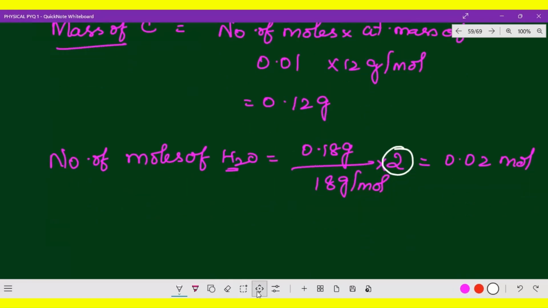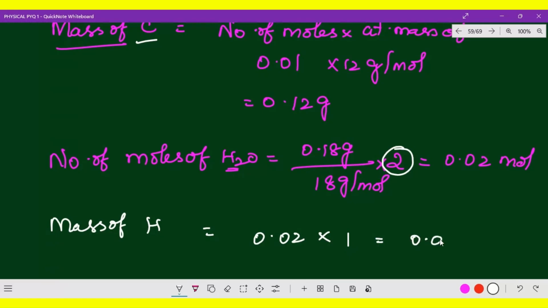Now here, mass of hydrogen I also bring here. Like mass of carbon, the same way mass of hydrogen. Mass of hydrogen is number of moles into atomic mass of hydrogen, 0.02 into 1. So you will get 0.02 gram of hydrogen. You also have the mass of carbon.